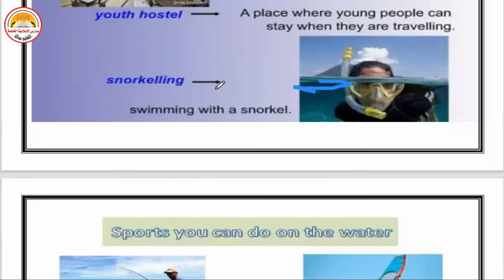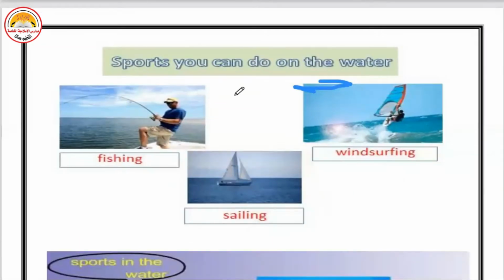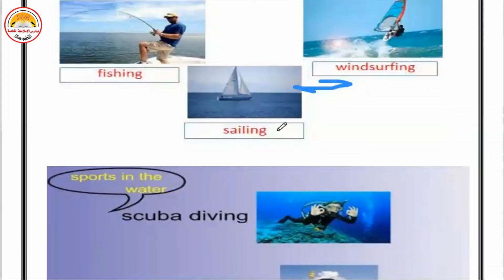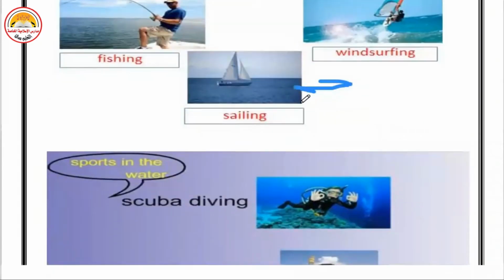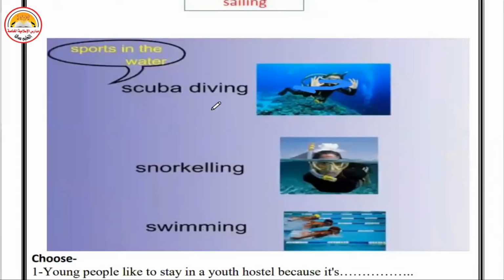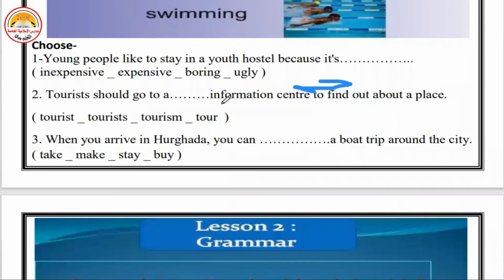Now, as you see, sports that you can do on the water. We have a difference between the sports that you can do on water and in water. On the water: fishing, sailing, windsurfing. Then, sports that you can do in the water, pay attention to the preposition in: scuba diving, snorkeling, swimming.